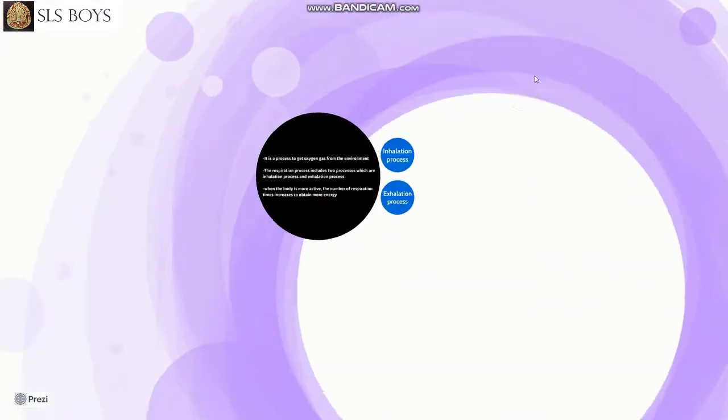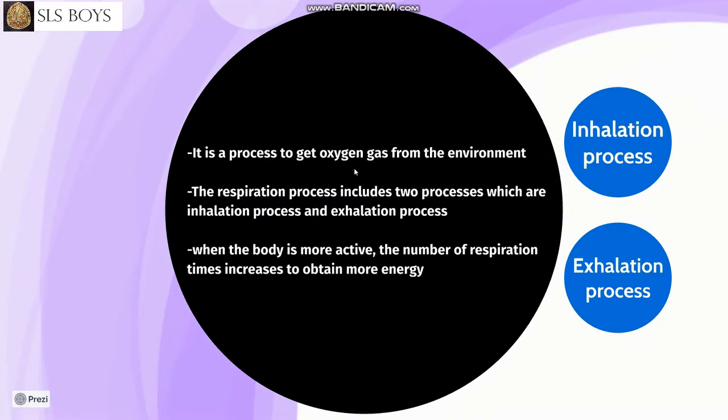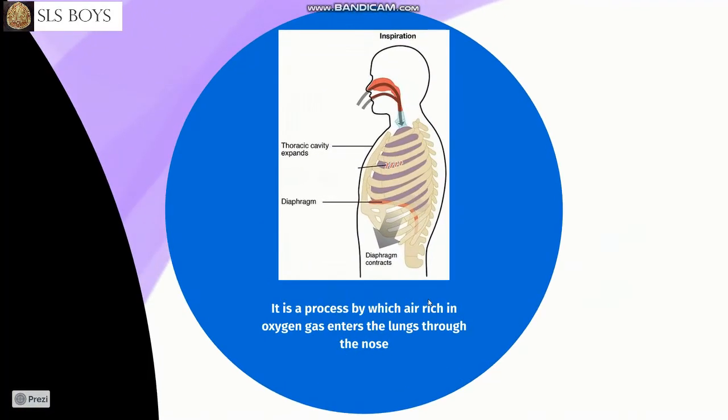Respiration process. It is a process to get oxygen gas from the environment. The respiration process includes two processes, which are the inhalation process and the exhalation process. When the body is more active, the number of respirations increases to obtain more energy. So the inhalation process is a process by which air rich in oxygen gas enters the lungs through the nose. As you can see in the picture, the air enters from the nose.